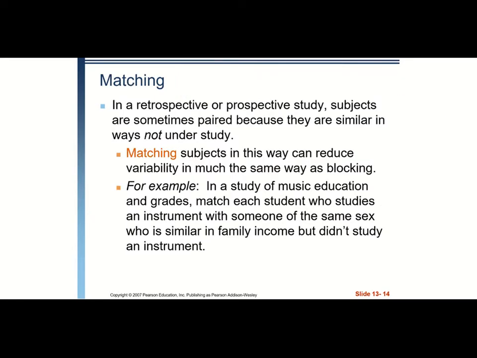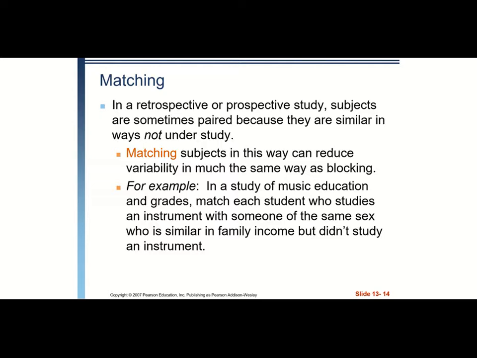Last concept for the main example is matching. Now, when we're incorporating matching into an experiment, we're making our subjects as similar as possible and we're pairing them up. For example, let's say we're studying the effect of music education on grades. So we want to take one student who studied music and one student who hasn't. If we're using matching, we want these students to be as similar as possible. And we want them to be similar in ways not understudied.